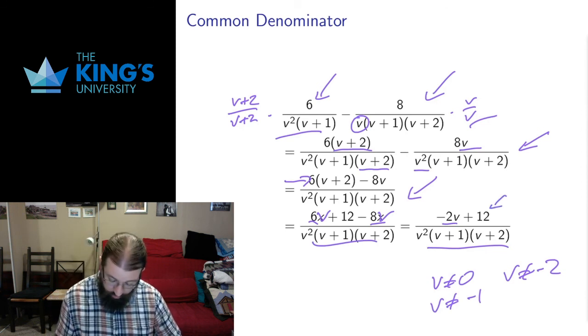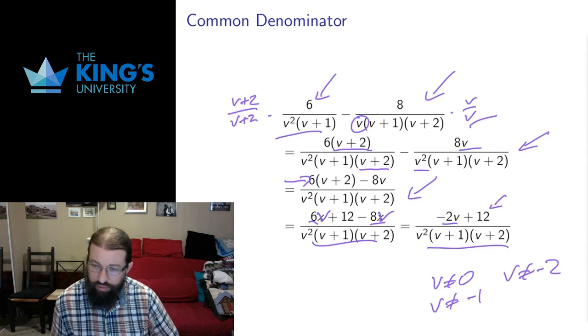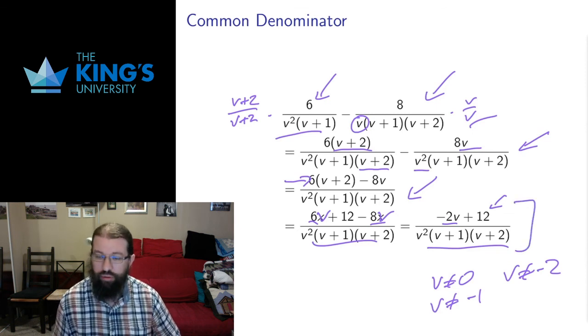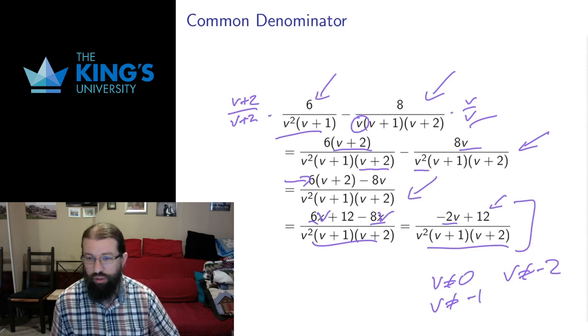I could see if there's any factor of the numerator, but I don't see a factor that's going to cancel off with the denominator. So I'm quite happy with this as the final expression of subtraction using a common denominator.